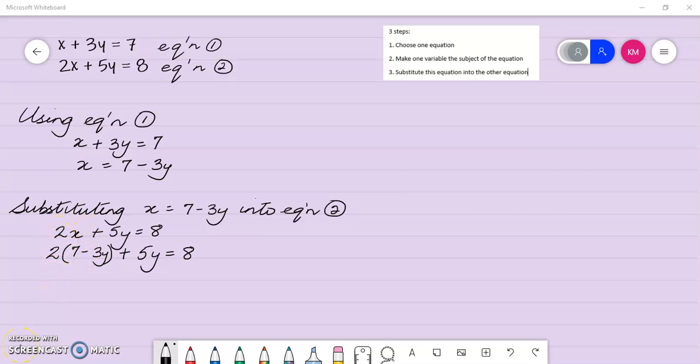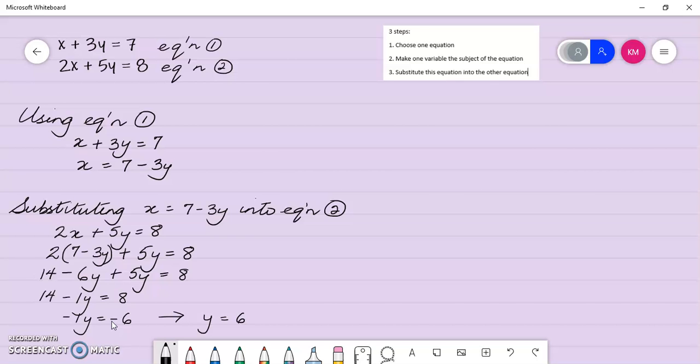So I will get 7 by 2, 14, take away 2 3s are 6, y, plus 5y is equal to 8. I simplify now, I get 14 negative 6y plus 5y is going to give me negative 1y. That is going to be equal to 8. Now I have an equation with one variable in it to solve for that variable. So I'm going to get negative 1y is equal to 8 take away 14, that is negative 6. And if negative 1y equals negative 6, I'm going to get y being equal to negative 6 divided by negative 1. I'm going to get 6.